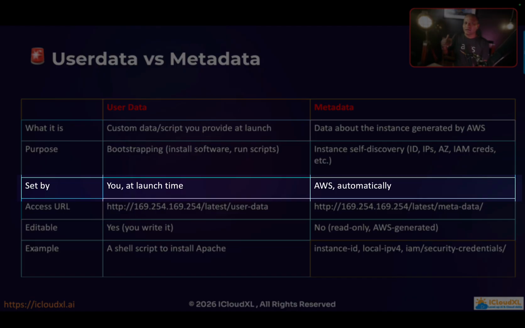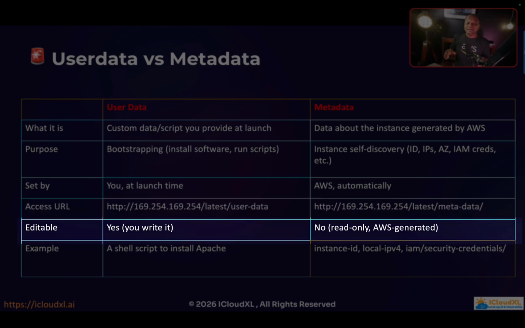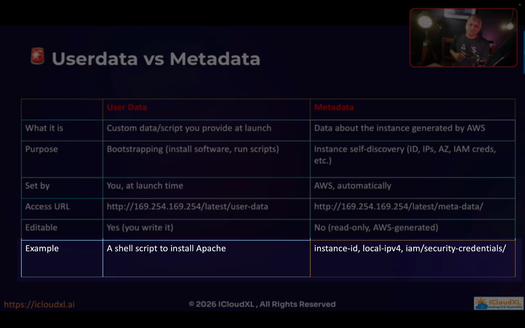Version 2 is the latest and it has all the information. And you can access user data using that metadata service endpoint itself. So latest/user-data, you will get that user data information, and metadata is also available at latest/meta-data. All the other APIs are available under this metadata. User data is editable, you can edit it, but metadata you cannot edit. It is read-only information provided by AWS. For example, for user data, a shell script to install Apache. But for metadata, instance ID, local IPv4, these are the information you can get from the metadata service for your further automation.